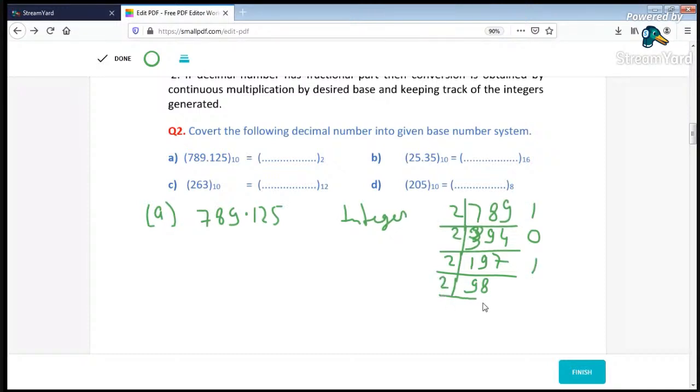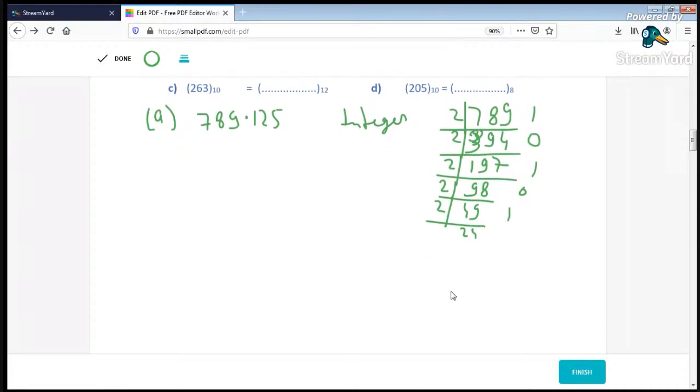Next one: 49 times, remainder will be 0. Next will be similarly 24 quotient and remainder 1. Similarly, continue this process. So 12 times division and remainder is 0. 2 6s are 12, quotient value 6, remainder is 0. 2 3s are 6, so remainder is 0. 2 1s are 2, that means remainder is 1 and finally quotient is 1.